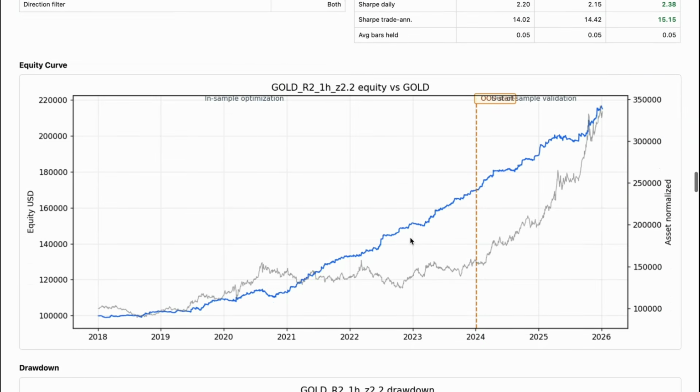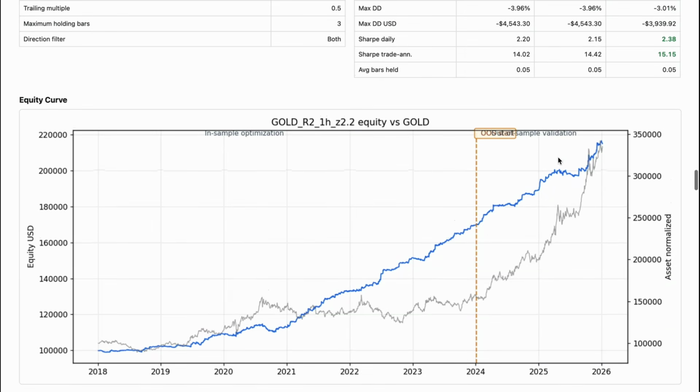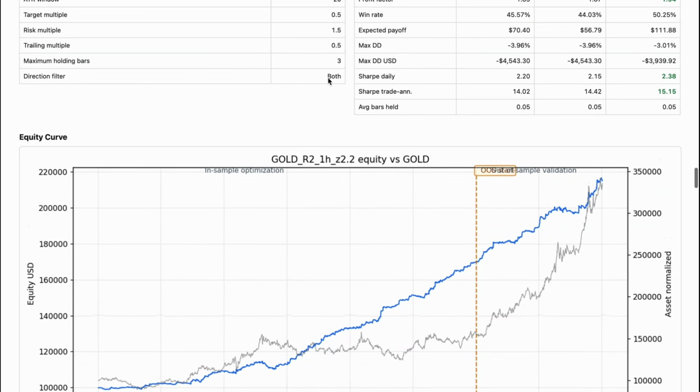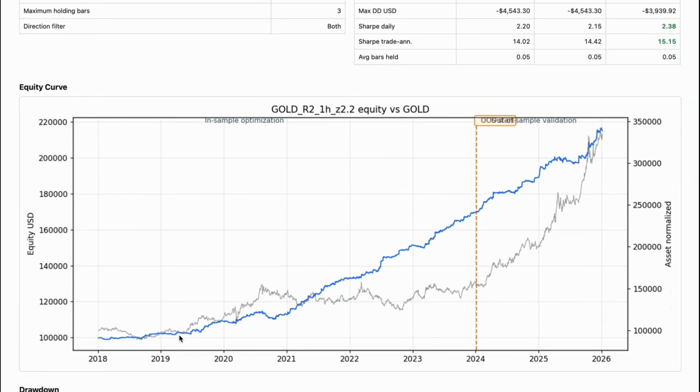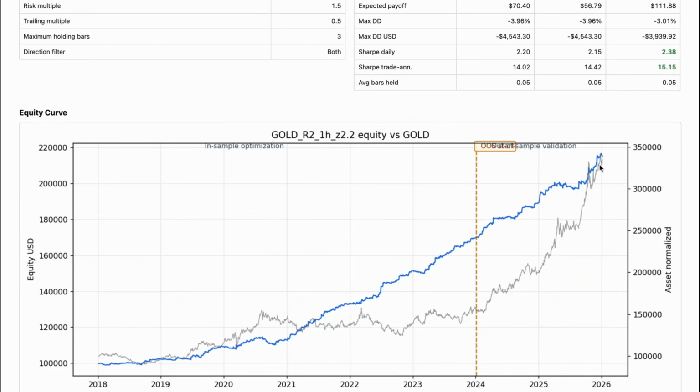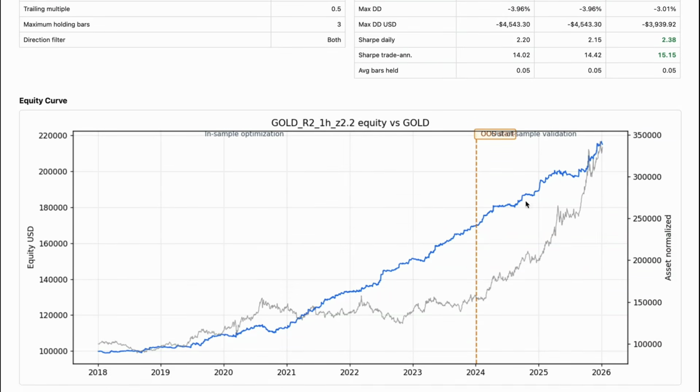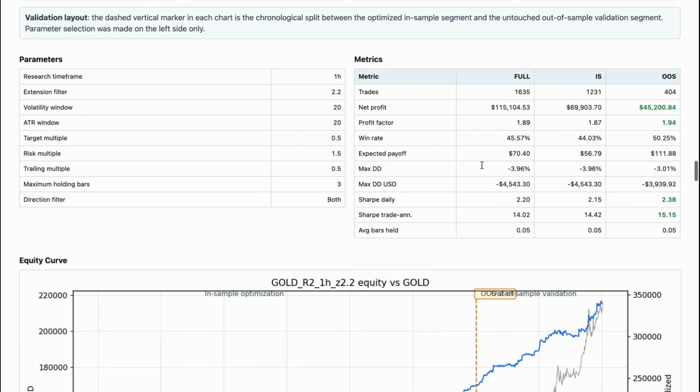In this case, these are different parameters, still good. And in this case, it's taking both sides. So it's taking long and short trades, okay? And still it managed to make a lot of money. In this case, the out of sample is also really good. We can also consider all of the metrics.